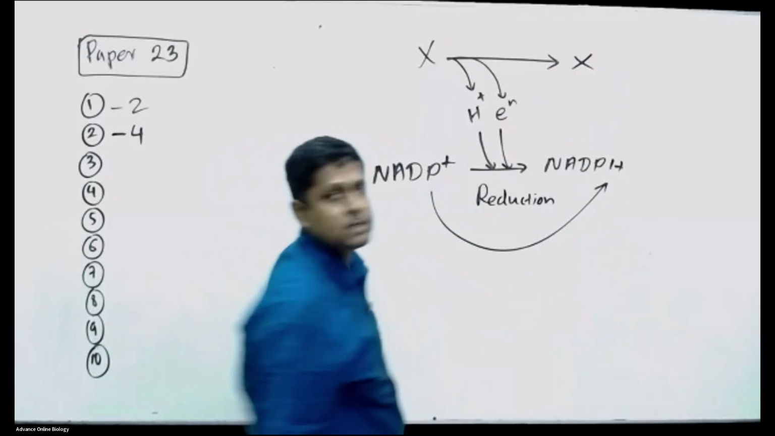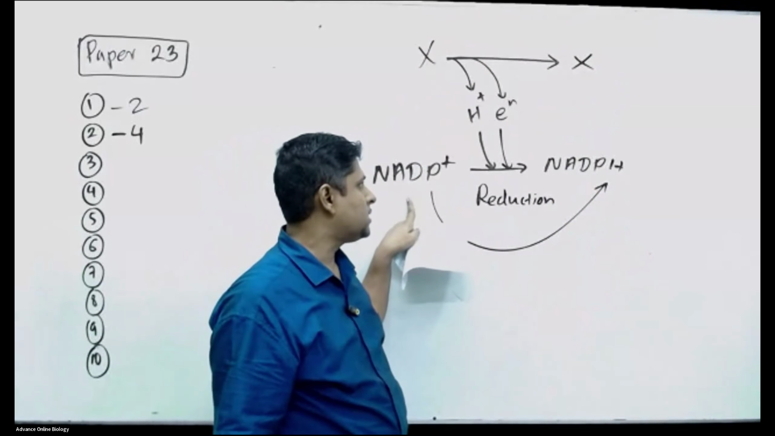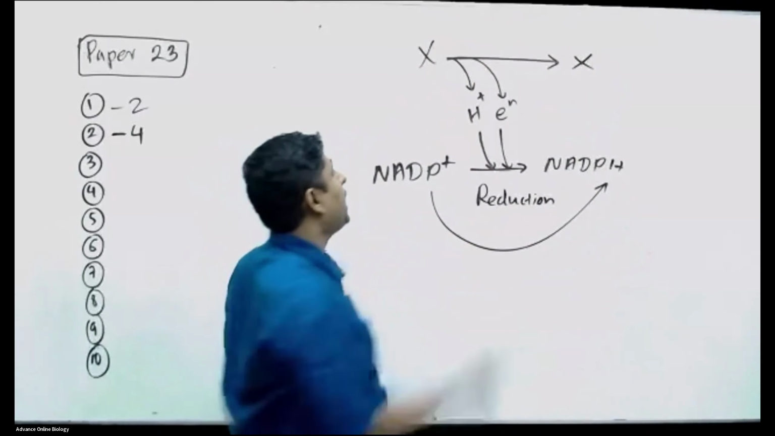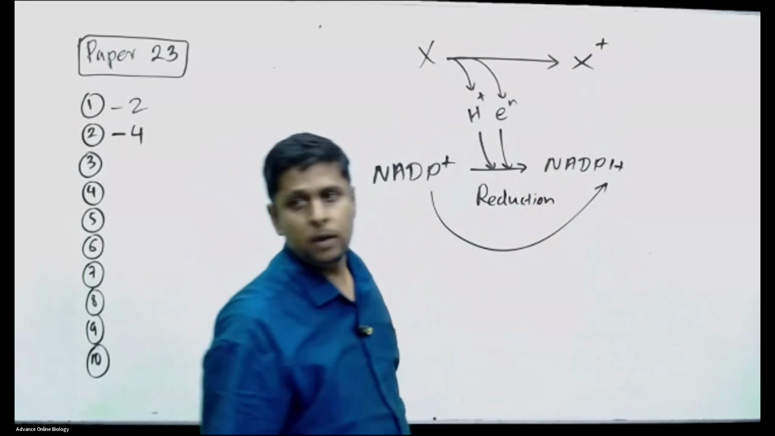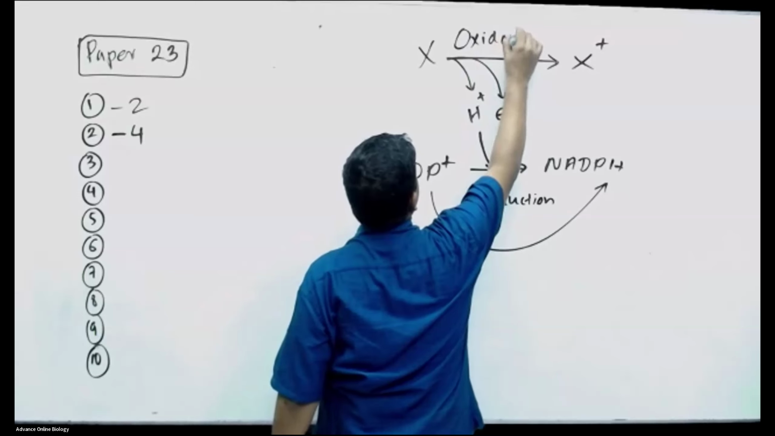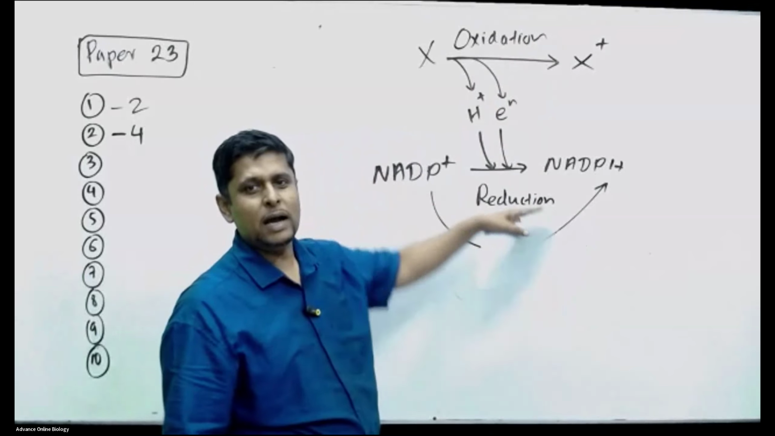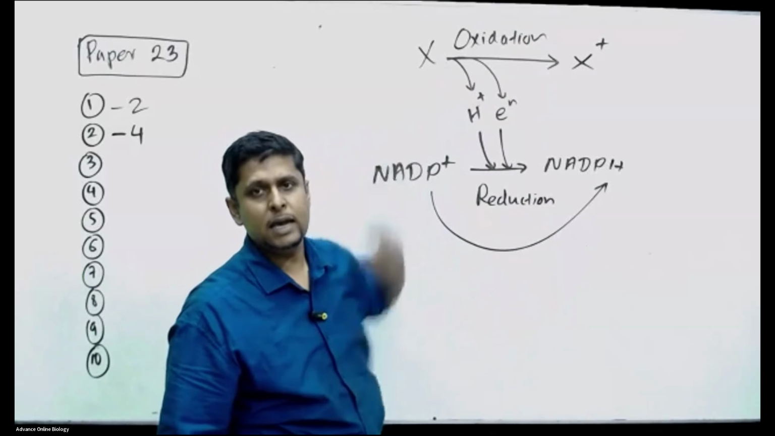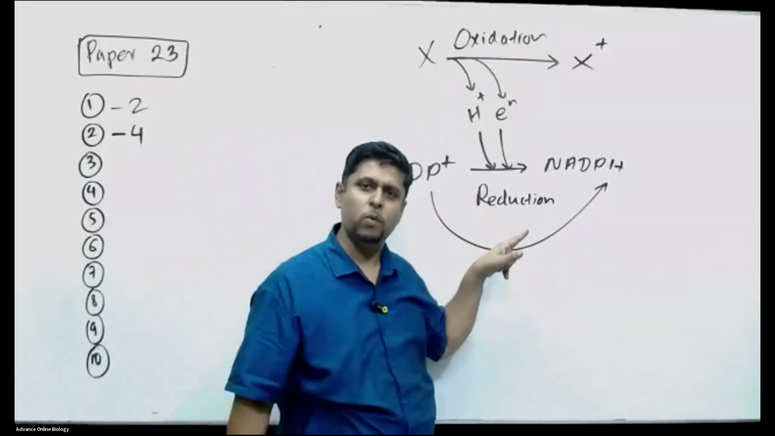So what do you think happened for X? X is now giving H plus and electrons for this NADP plus to become NADPH. So what happened to the X? X becomes plus, right? Because it removes electrons. So X undergoes oxidation while NADP plus undergoes reduction. Therefore, NADP plus is an oxidizing agent. He himself undergoes reduction.